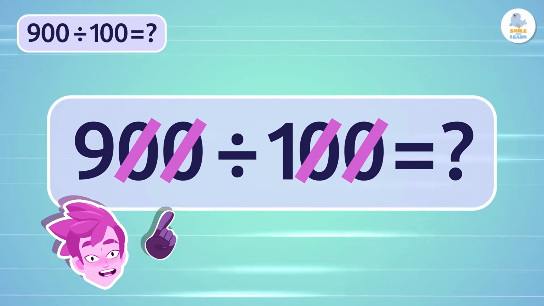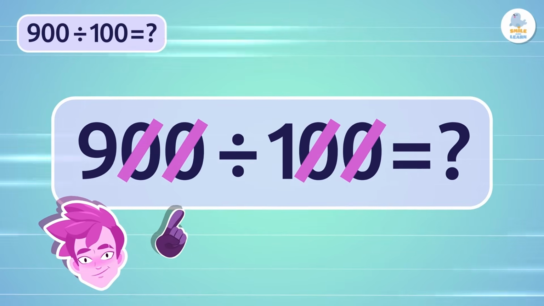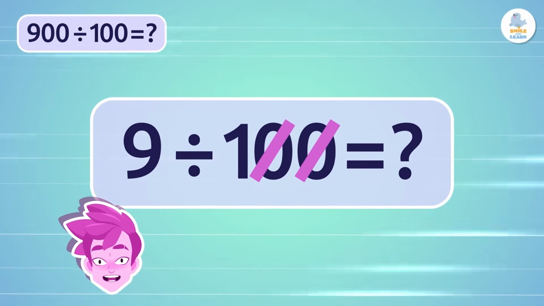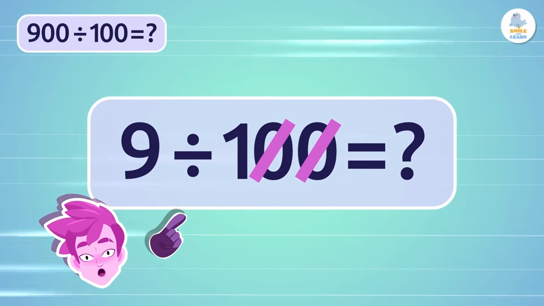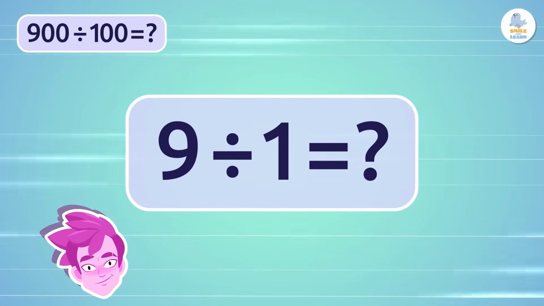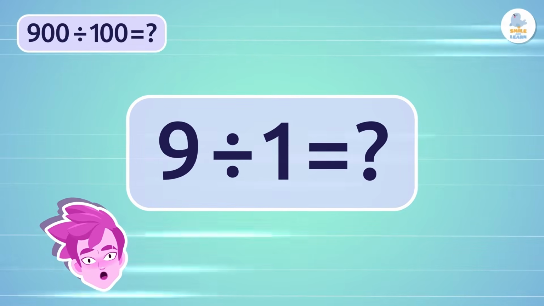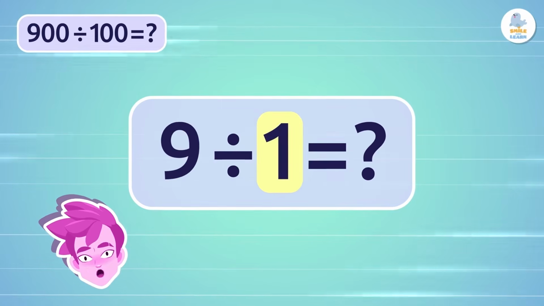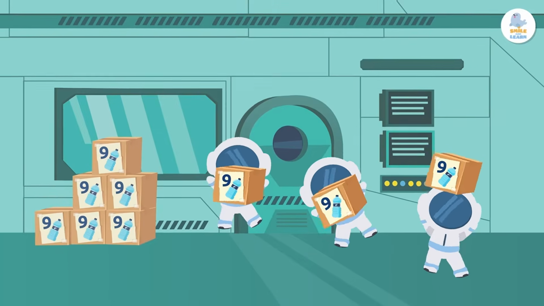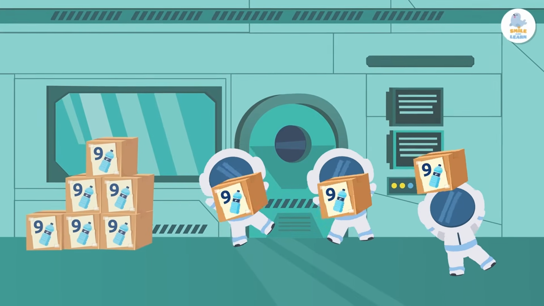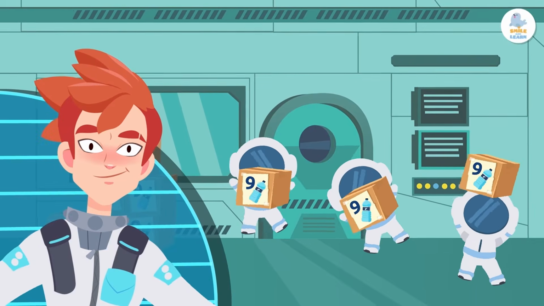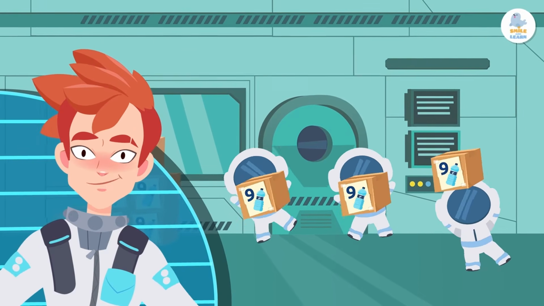When we remove the 2 zeros from the number 900, we get 9. When we remove the 2 zeros from the number 100, we get 1. Now the division is very easy. 9 divided by 1 equals 9. This means that each astronaut gets 9 bottles of water. Thank goodness! You don't know how thirsty spacewalks can make you.